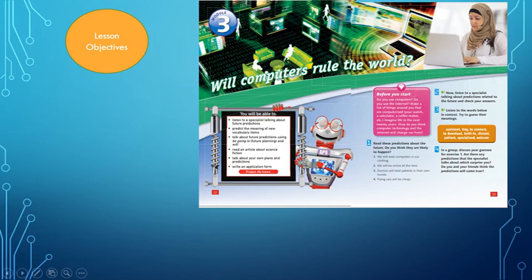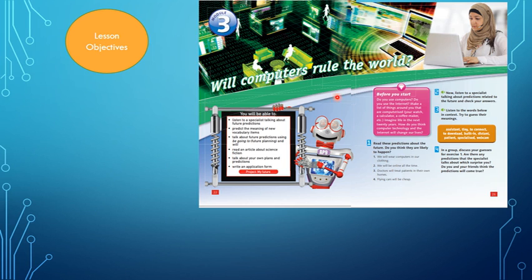Here, look here. This is the page that we are going to start with, and look at the title, Will Computers Rule the World? And look here at this photo. It is about computers and internet and technology.